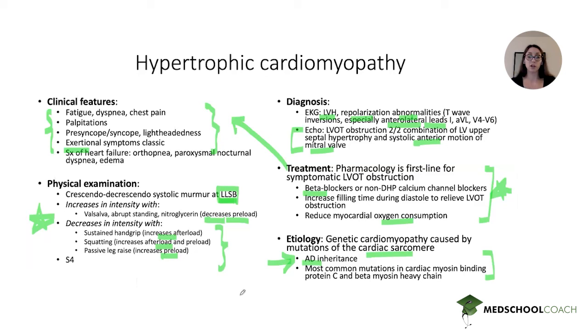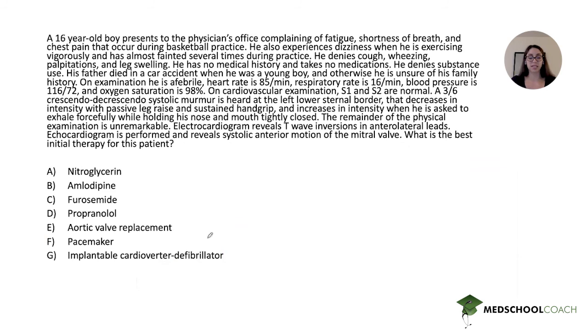So now that we've learned all this really high yield information about HOCM, let's take a look at these answer choices and see if we can cross them out. So in terms of management, they're asking us again, what is the best initial therapy? So we already learned that pharmacology is the best initial management of symptomatic HOCM, of that left outflow tract obstruction. So in terms of pharmacology, it's really going to be these first 4 options. The rest of these are procedures.